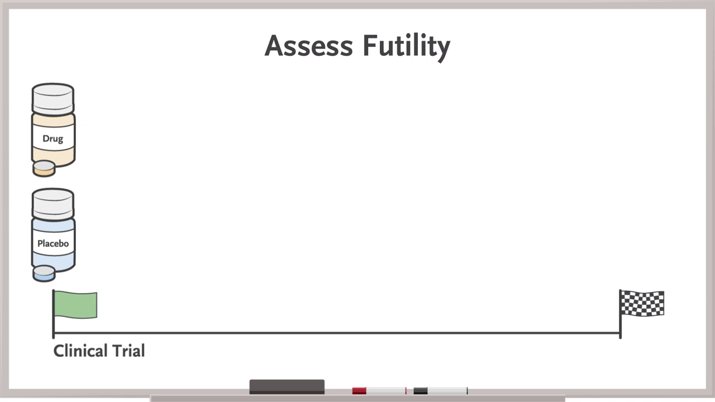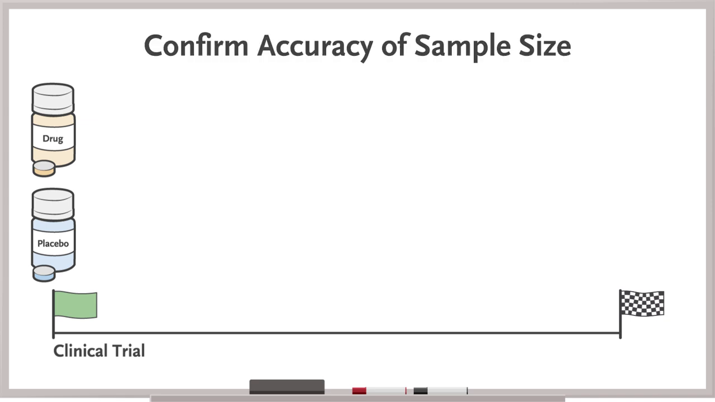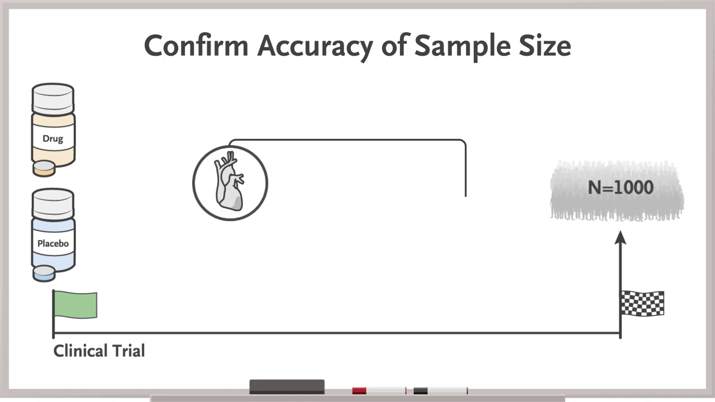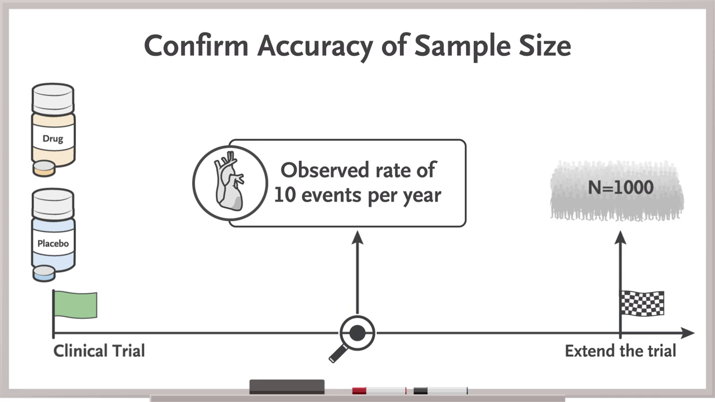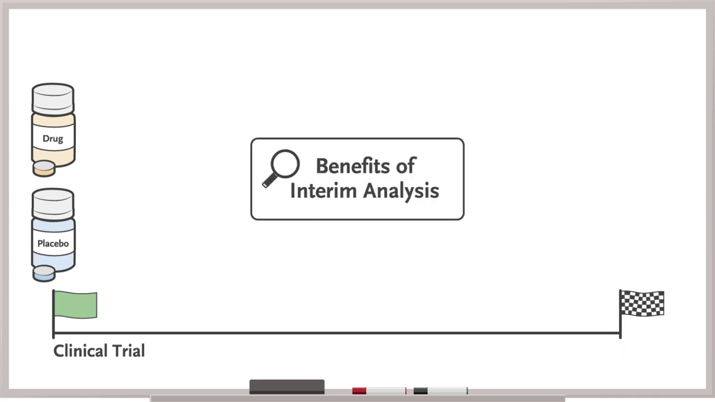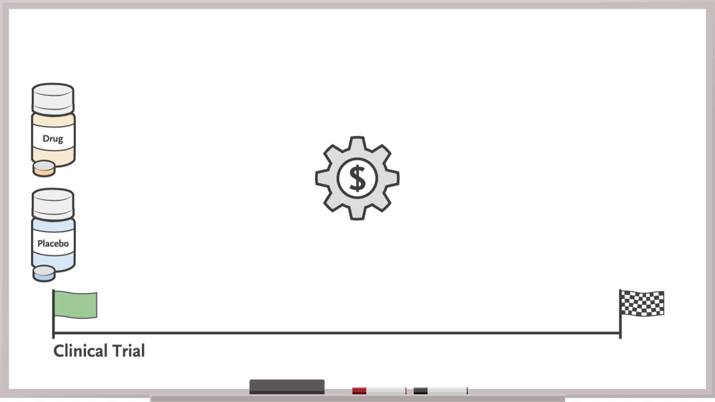Third, interim analyses allow investigators to confirm the accuracy of the sample size calculation. For example, your plan to enroll 1,000 participants was based on an overall expected rate of 20 events per year in the trial population. However, your interim analysis revealed an actual event rate of 10 events per year. Recognizing this discrepancy provides an opportunity to recalculate the needed sample size or extend the trial duration to accrue enough outcome events. But some of these benefits of interim analyses come with a cost.